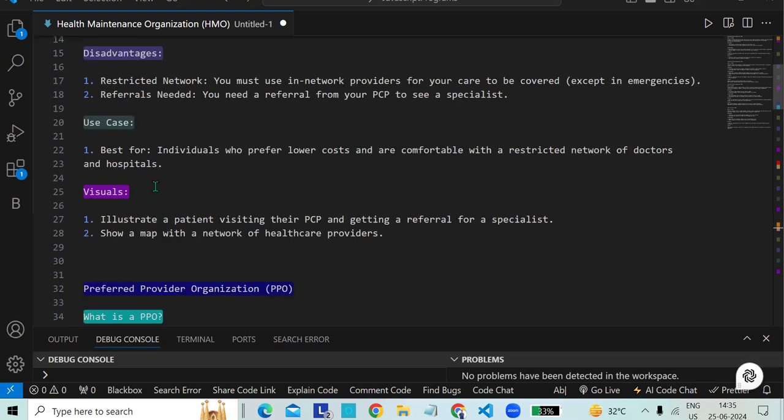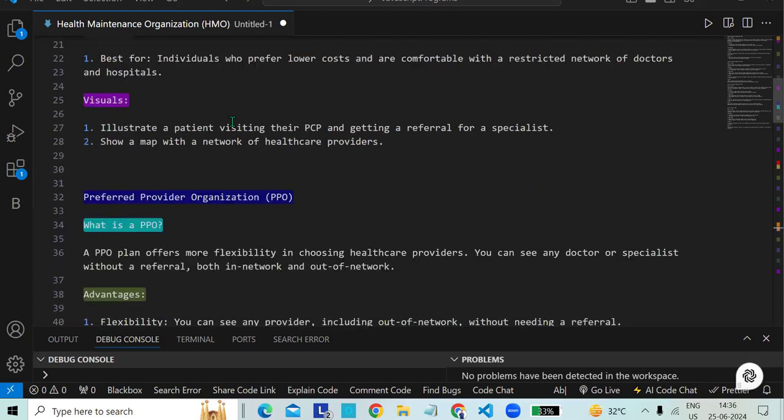So these are the use case and visuals. Illustrate a patient visiting the PCP and getting a referral for a specialist, and show a map with a network of healthcare providers. The patient first goes to the PCP, the primary care physician, and the primary care physician gives the referral to the specialist physician, which is a certified doctor in some organ. The PCP will give you the map, the list of the network of healthcare providers, and the patient will go to the required specialist physician. So this is all about the HMO plan.